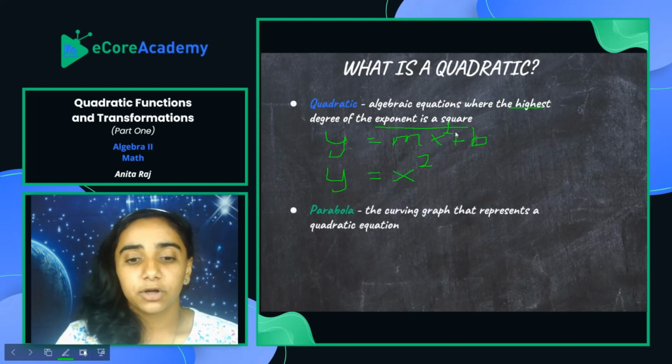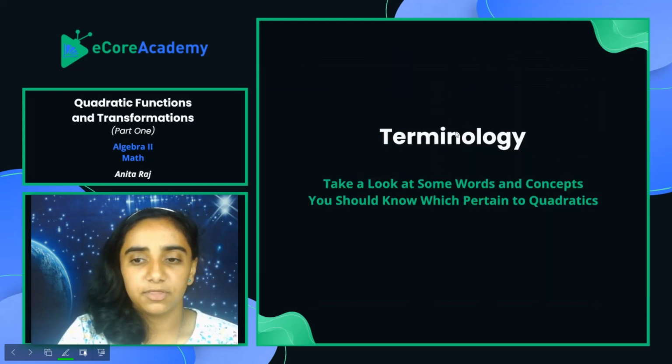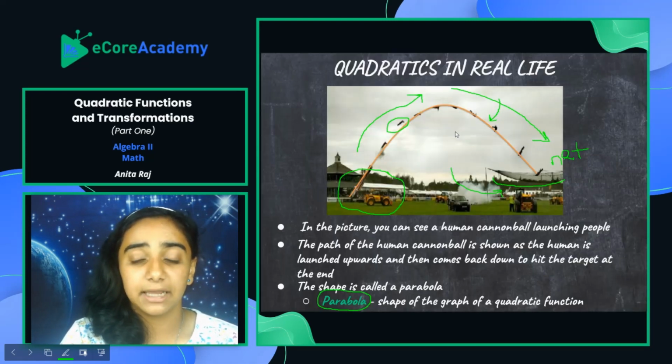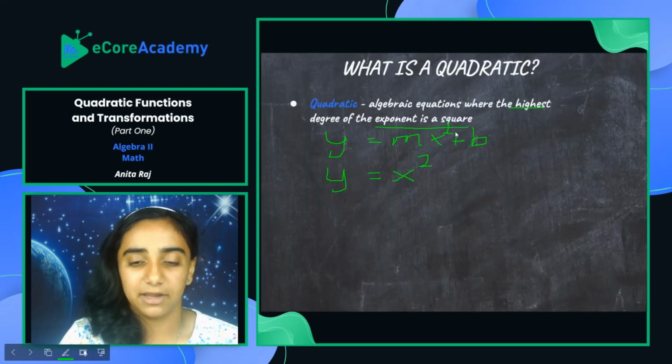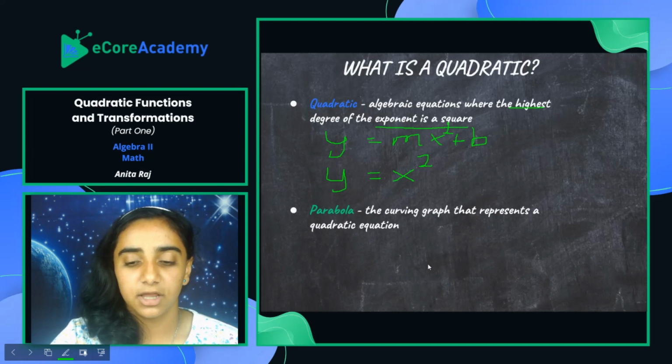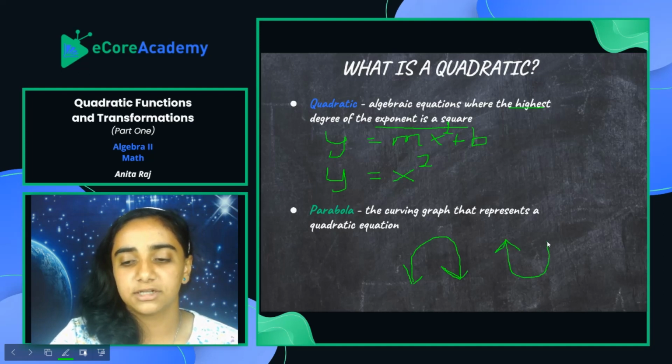Next, we'll look at the word parabola. A parabola is a curving graph that represents a quadratic equation. If you remember from this slide, we see a parabola shape. So that is what we would use to describe a quadratic. That's what a quadratic would look like. A parabola can look something like this on a graph. It could look something like this. It's just this arched looking graph, and this is what represents a parabola.